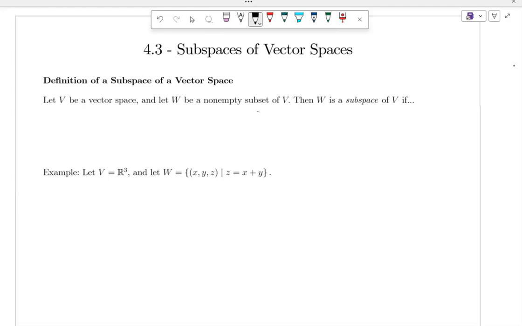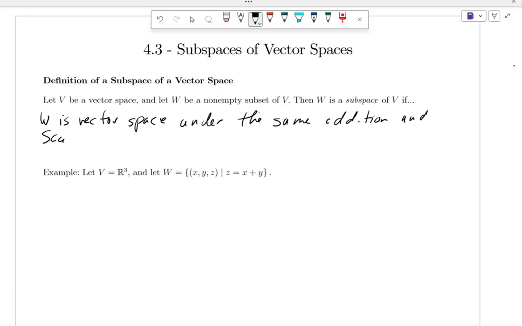We've got a non-empty subset of the vector space. Then the W here is going to be a subspace if W is a vector space itself under the same addition and scalar multiplication as V. Okay. Nothing is changing. All we're doing is restricting where we're looking. Okay? That's all we're doing. We're not changing anything else.